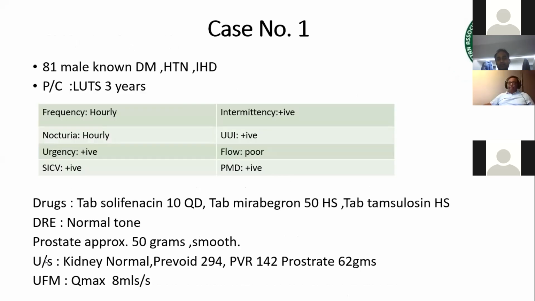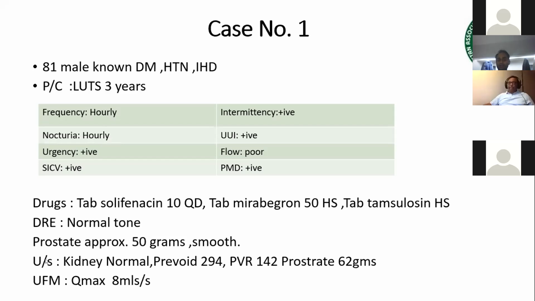So moving on, we have our case number 1. This is an 81-year-old gentleman with multiple comorbidities who presented with a history of lower urinary tract symptoms for the last 3 years, comprising both storage as well as voiding symptoms. This patient had been on solifenacin, mirabegron, and tamsulosin. In our history review, we said that the patient's medications are very important, and prior to moving on to the urodynamic test, these anticholinergic medications need to be stopped at least 1 week prior to these tests.